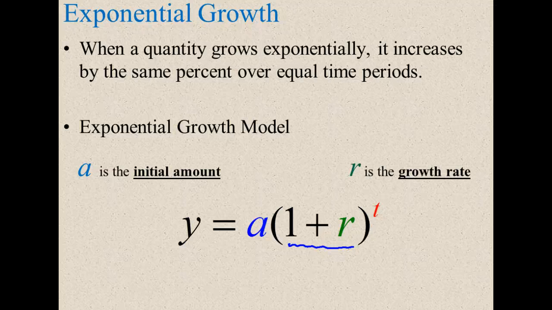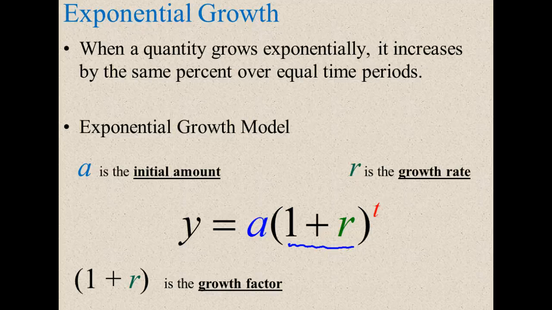Okay, r is the rate at which something is growing. Oftentimes we'll use a percent for that. Once you have that, it gives us the base for my exponent. I'll talk more in class about why it's 1 plus r. 1 plus r is the growth factor. Again, that's the thing that's going to give us the base that's going to turn into b in the previous examples.